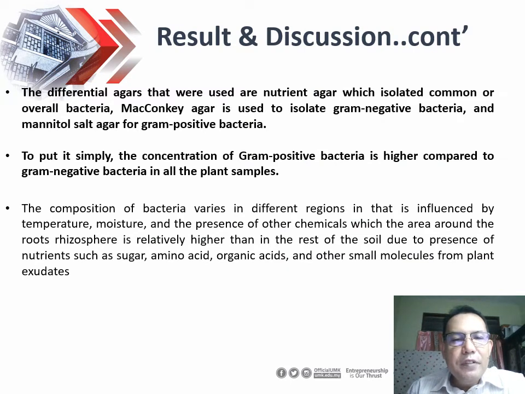Next, the differential agars that were used are nutrient agar, which isolates common or overall bacteria, MacConkey agar, used to isolate gram-negative bacteria, and mannitol salt agar for gram-positive bacteria. To put it simply, the concentration of gram-positive bacteria is higher compared to gram-negative bacteria in all the plant samples.